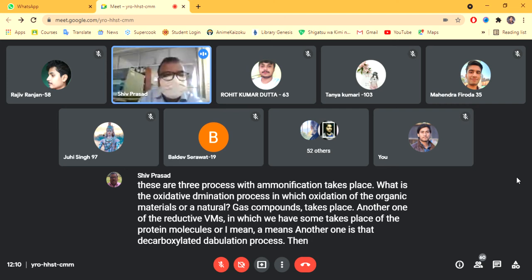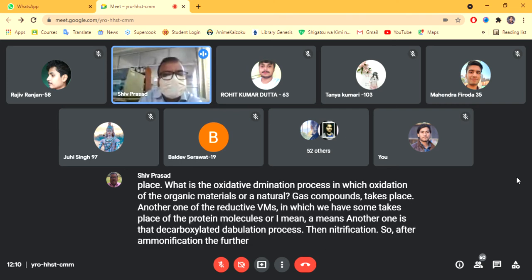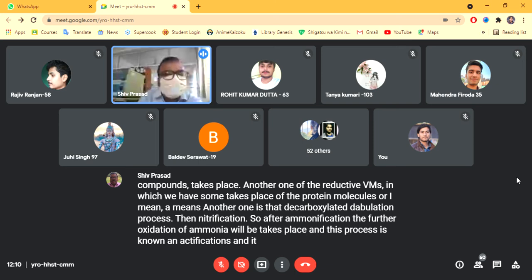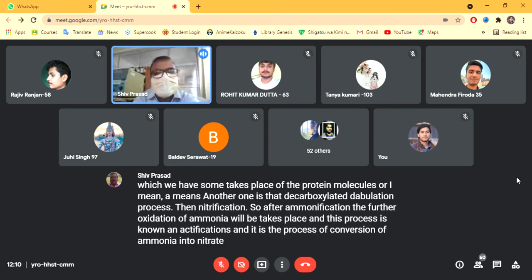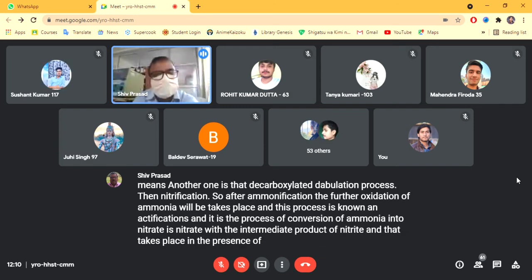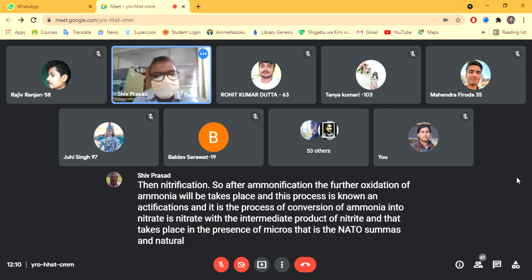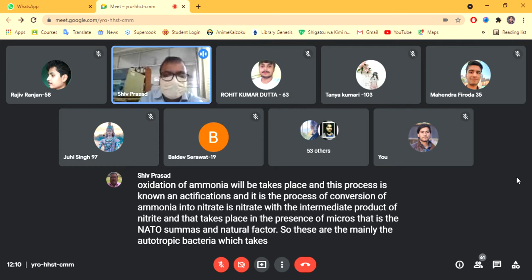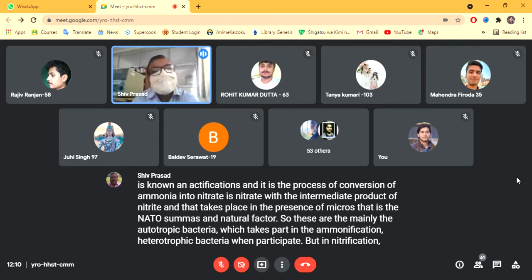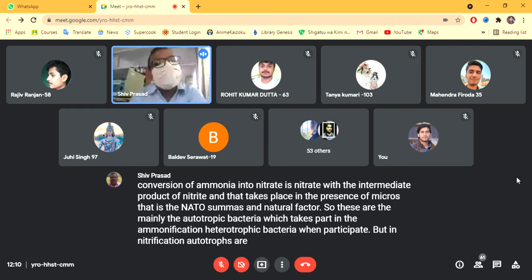Then nitrification. After ammonification, further oxidation of ammonia takes place, and this process is known as nitrification. It is the process of conversion of ammonia into nitrate with the intermediate product nitrite, and it takes place in the presence of microbes, that is Nitrosomonas and Nitrobacter. These are mainly the autotrophic bacteria which take part in nitrification. Heterotrophic bacteria may also participate, but in nitrification, autotrophs are mainly associated with the process.